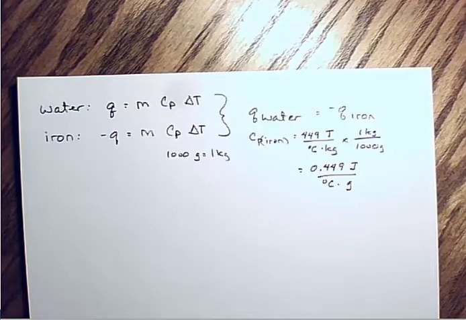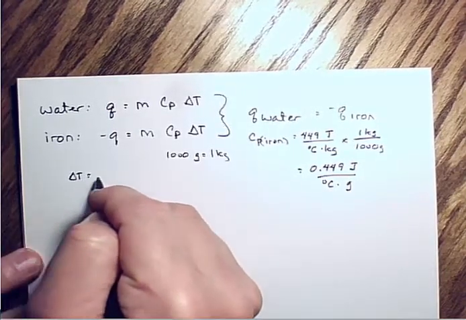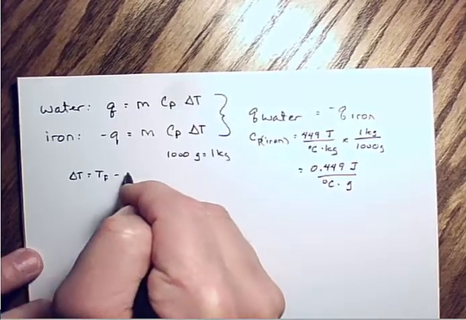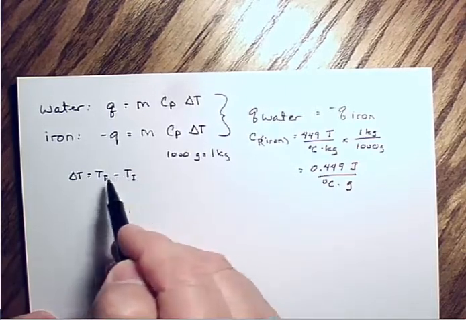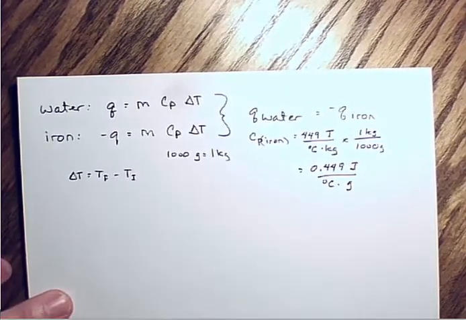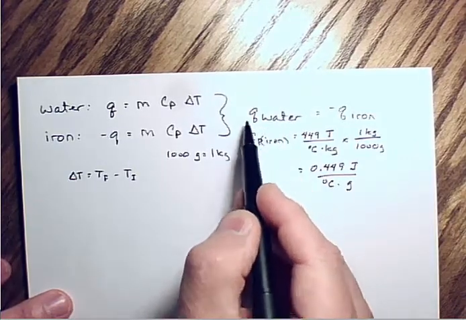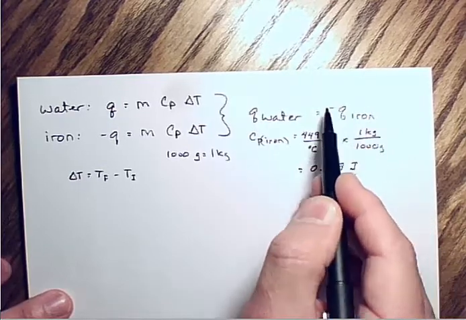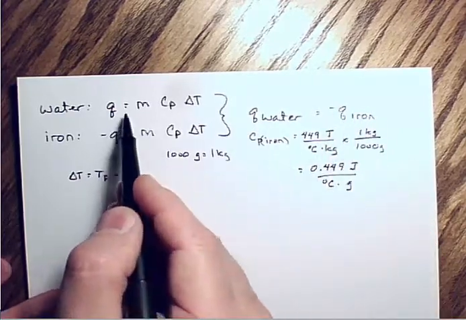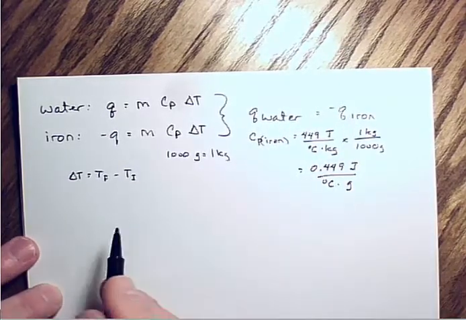You also know change in temperature is always temperature final minus temperature initial. Okay? So the change in temperature is made of this equation, yes? All right, let's put these two equations together because whatever the change in energy of the water, it has to equal the inverse of the change in energy for the iron. So let's plug these two equations in for this.